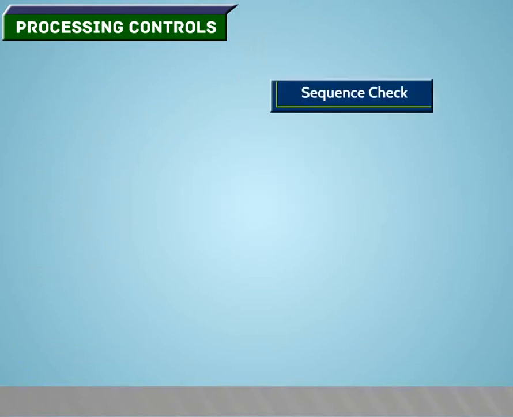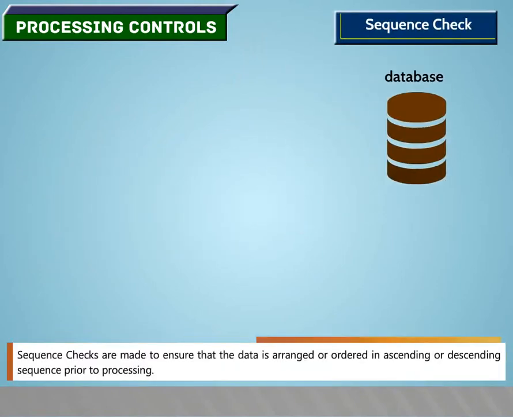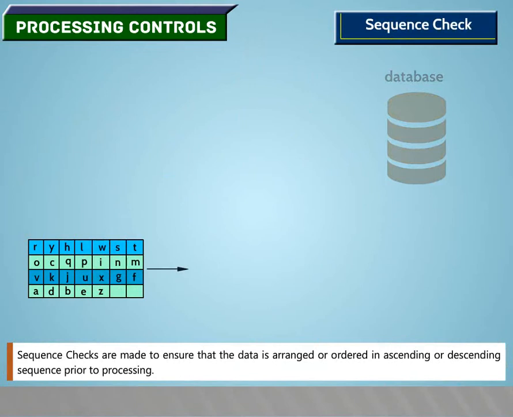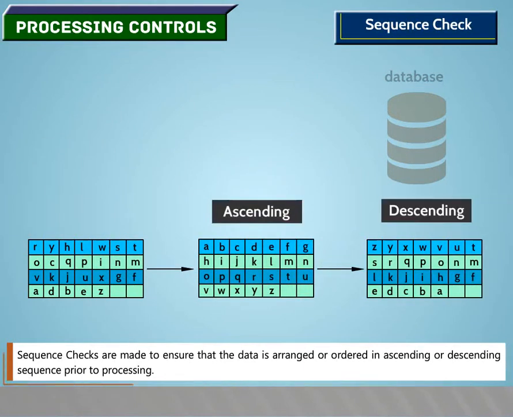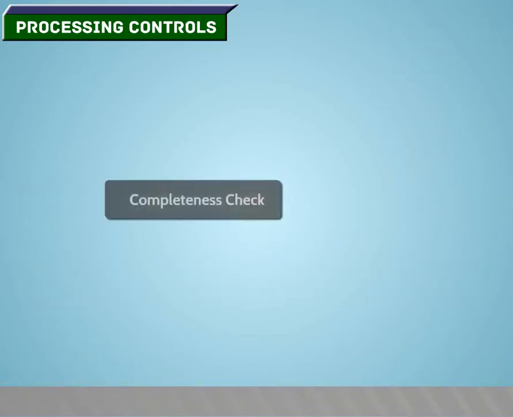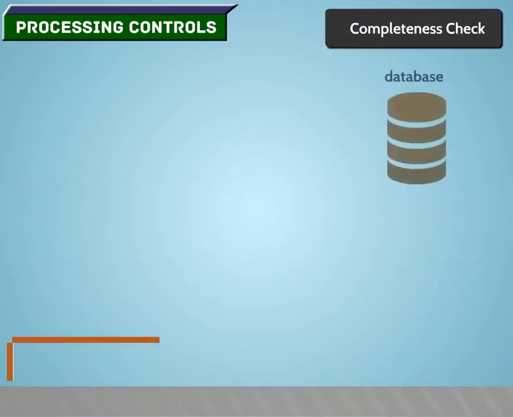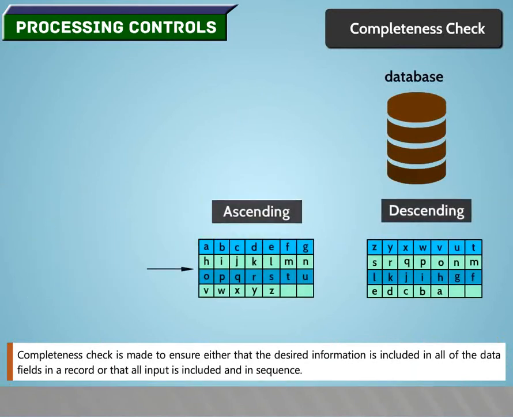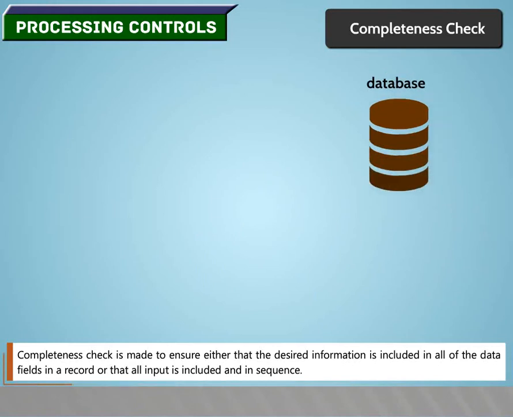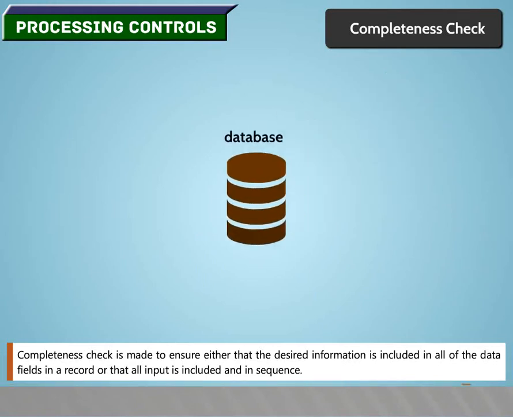Sequence check. Sequence checks are made to ensure that the data is arranged or ordered in ascending or descending sequence prior to processing. Completeness check. A completeness check is made to ensure either that the desired information is included in all of the data fields in a record or that all input is included and in sequence.